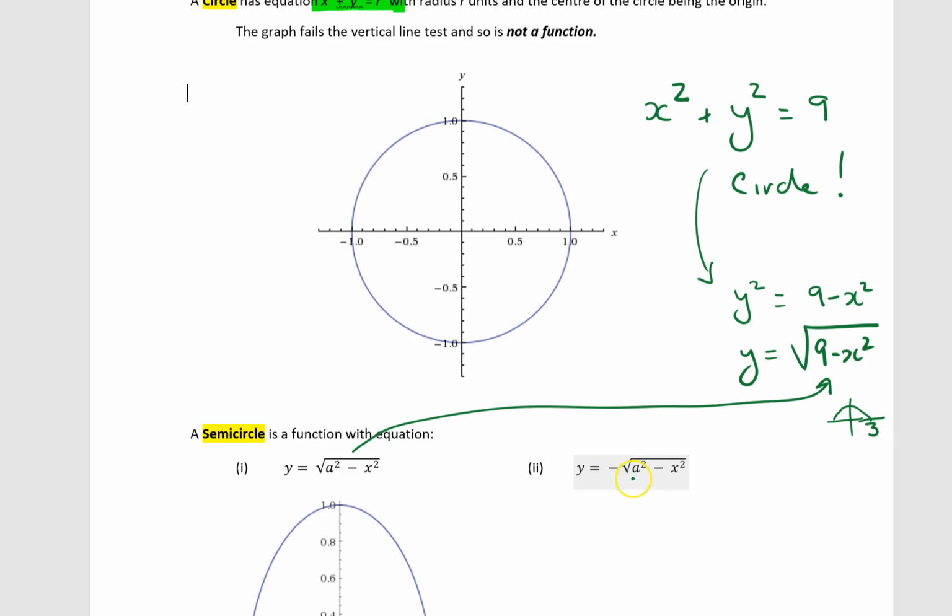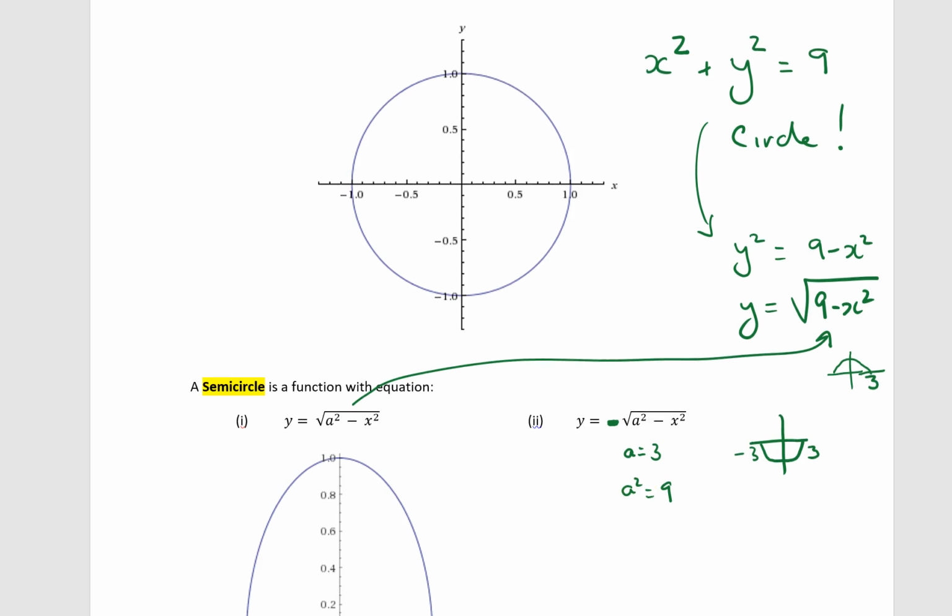If a was equal to 3 again, with the minus at the front of the square root, then we have the bottom half of the circle from minus 3 to 3. That is if a is 3 and a squared is 9.